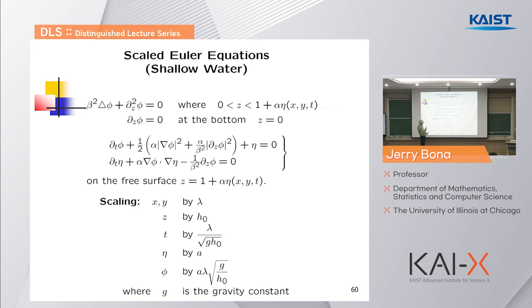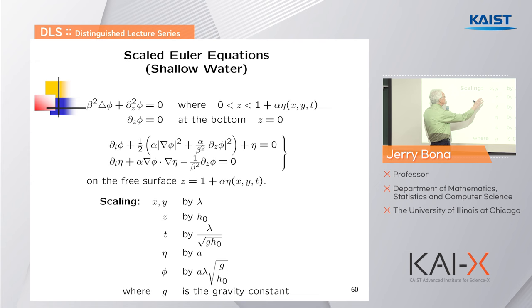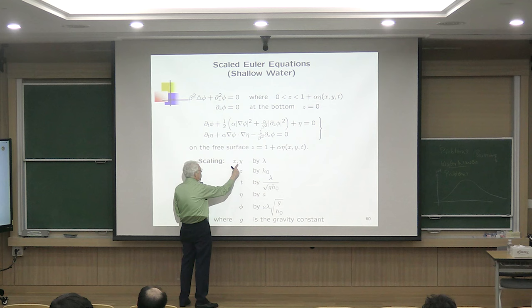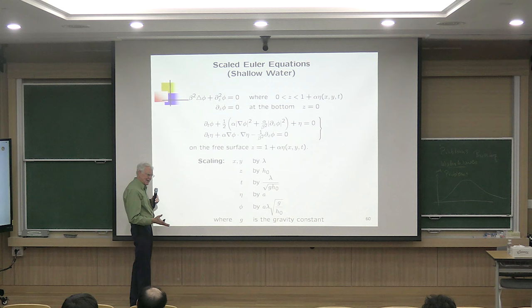Okay, so here are what engineers call the full equations of motion. They are not the full equations of motion. You're leaving out all sorts of effects here, but they sort of look like a full equation. So let's study this for a minute. Notice that I've scaled all the variables in sight. So the horizontal variables, x and y, are scaled by the wavelength, this wavelength parameter. And the vertical is scaled by the depth. So horizontal and vertical are not scaled the same way.